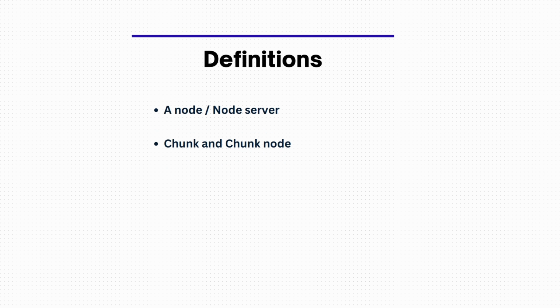So what is a chunk? A chunk is actually a part of a file. This part is saved in a node server. So that's it. A chunk is just a small part of a file. And the chunk node is actually a node server storing a small chunk of a split file.